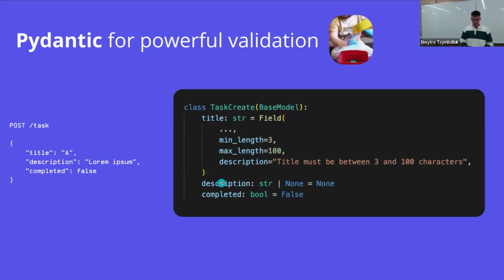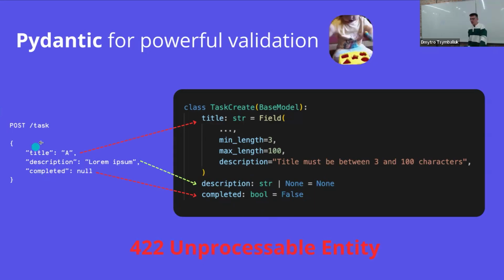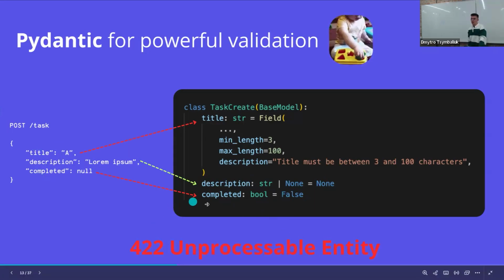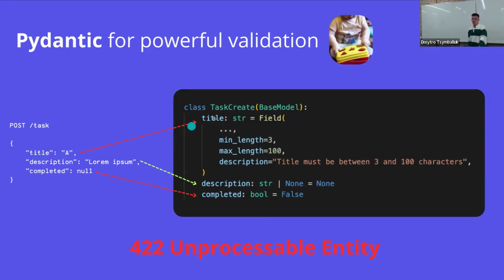Also, this model has a description, just like this payload. It can be a string or none, and by default it's none. It also has a Boolean value where the default value is false, and the payload has exactly the same values. So, for example, if you send this request, we'll receive a 422 unprocessable entity error. Title is a string, that's fine, but it doesn't fit here, because the minimum length of this string should be 3, and it's just a single character. So you will have an error because of that. Also, you send completed as null, but this parameter doesn't allow nullable values, so it will also raise a problem for you.